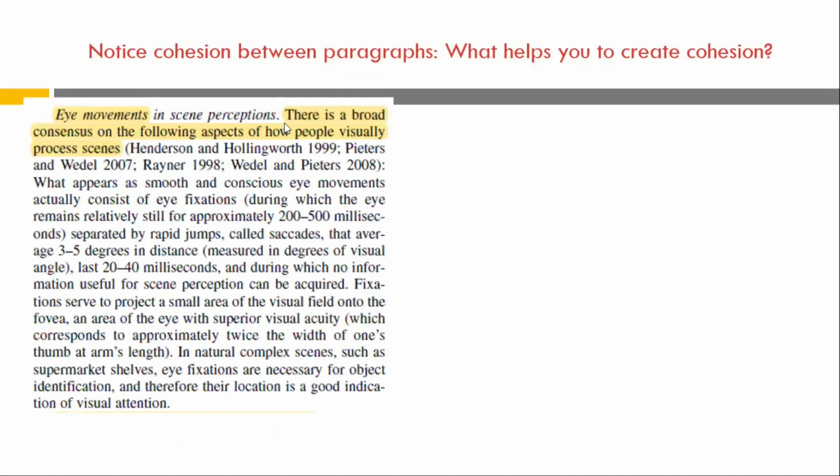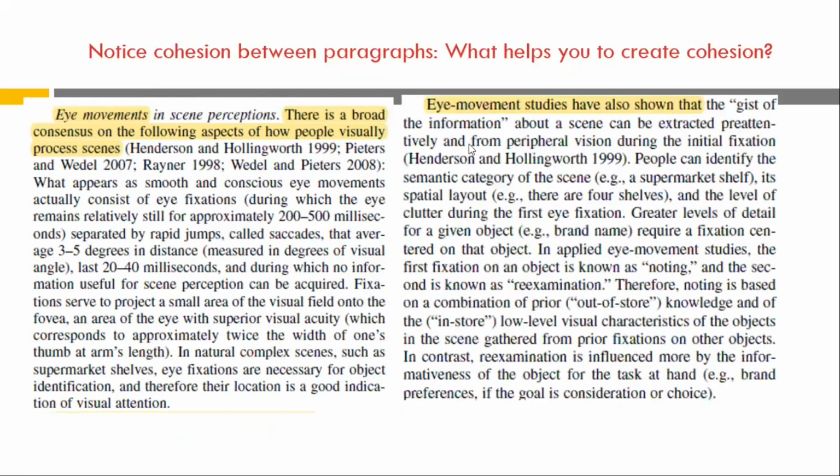This is the first one we just saw. But how does it connect to other paragraphs? This is the next paragraph. Look, eye movement studies have also shown that the gist of the information, so the main part of the information about a scene, can be extracted pre-attentively and from peripheral vision during the initial fixation. And then they go into details.